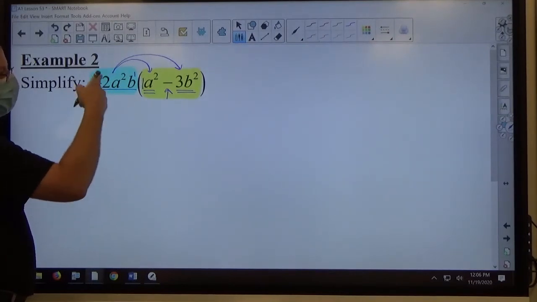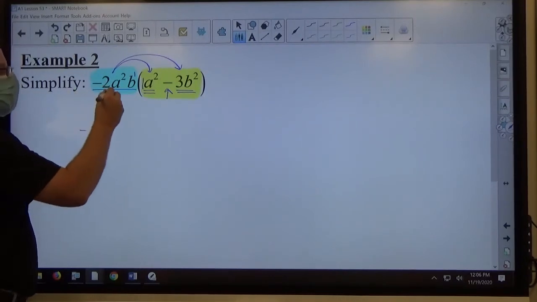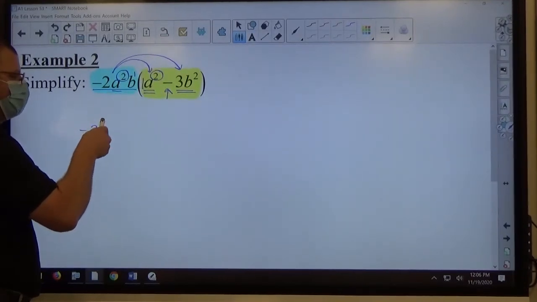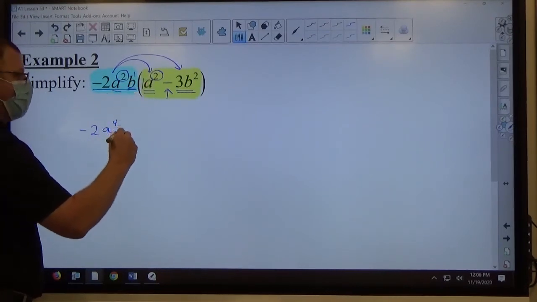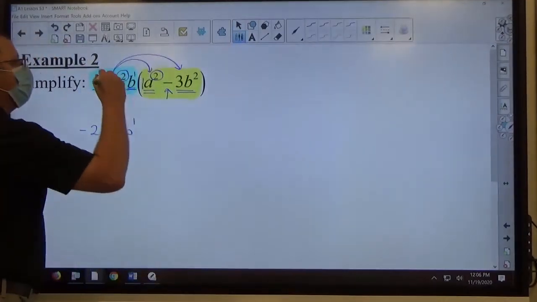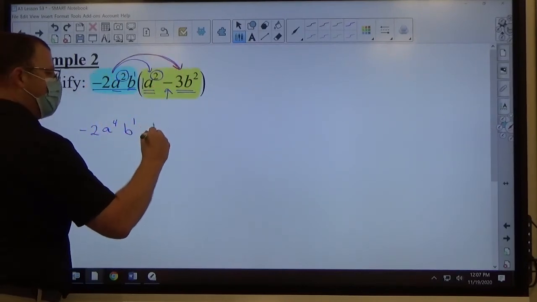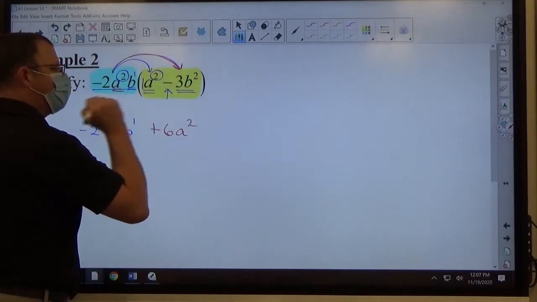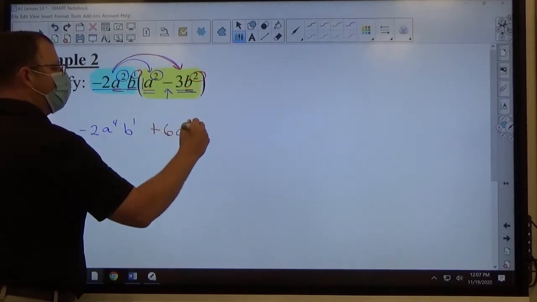again, looking at what's going on here, negative 2 is being multiplied by 1, that makes negative 2. A to the second is being multiplied by a to the second, 2 plus 2 is 4, so a to the fourth. B is being multiplied by no other b's, so nothing happens to it, b to the first. Then when I do the second multiplication, I'm going to do this one in red, this one. Negative 2 times negative 3 makes positive 6. A to the second times no other a's means nothing happens to a, so it stays a to the second. B to the first times b to the second, 1 plus 2 makes 3.